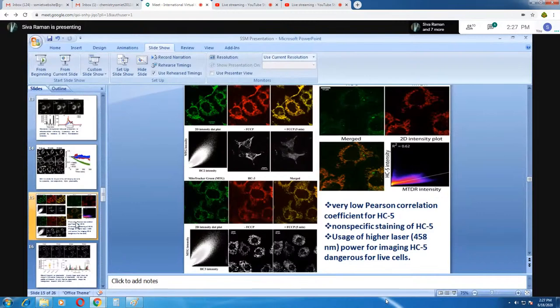A higher value, with a maximum value of 1. Okay, the HC5 imaging is clearly showing non-specific staining of the HC5 dye inside the mitochondria. That is why we observed this type of non-specific staining. We came to know that we used a higher energy laser of 458 nanometer. Higher energy means lower wavelength, for imaging of HC5 dyes inside the cell, which is dangerous to the live cells.